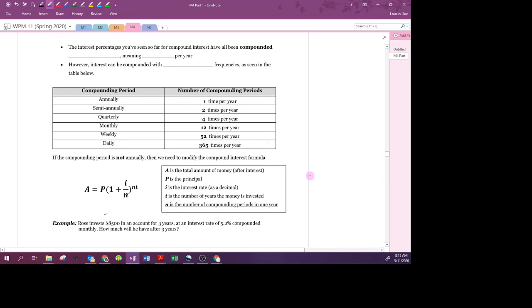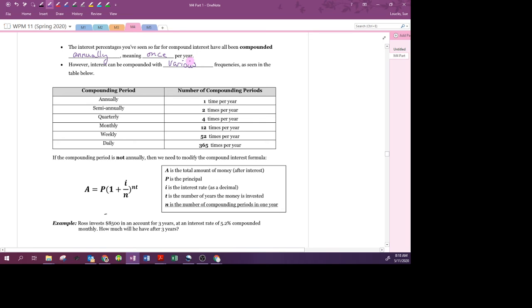All right, the interest percentages that we've seen so far have all been compounded annually, meaning once per year. However, interest can be compounded with various frequencies, as seen in the table below. So it can be compounded annually, which means once a year, semi-annually, twice a year, quarterly is 4 times a year, monthly 12 times a year, weekly or daily.